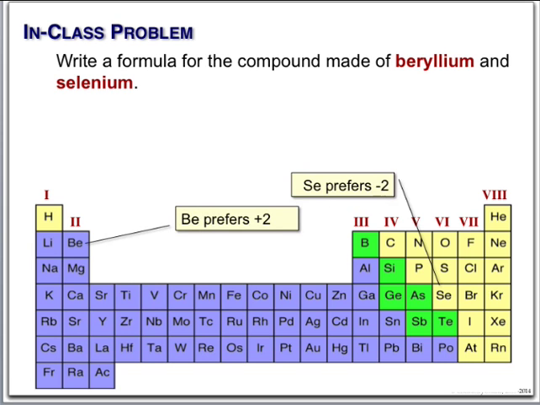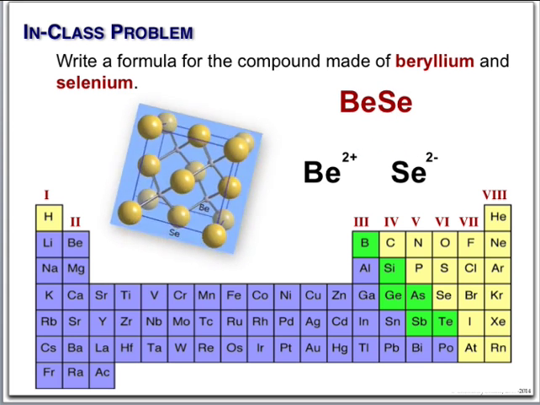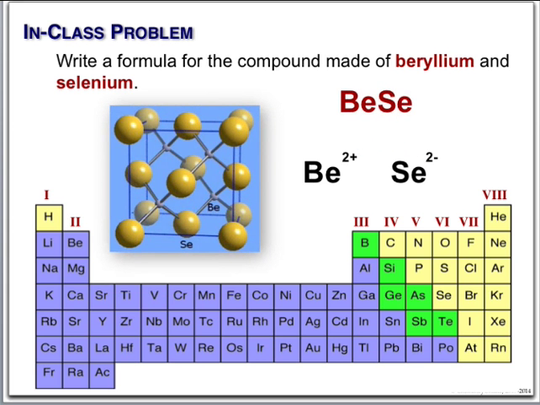Now the reason I did this one is, what if you really like the little algorithm that we just did, and you say, okay, I'll take Be and Se, simply cross the charges over, I get Be2Se2. But that would be wrong, wouldn't it? Because it has to be the lowest whole number ratio. So pay attention to it this way. The method works best if you have different charges. BeSe is what it should be.